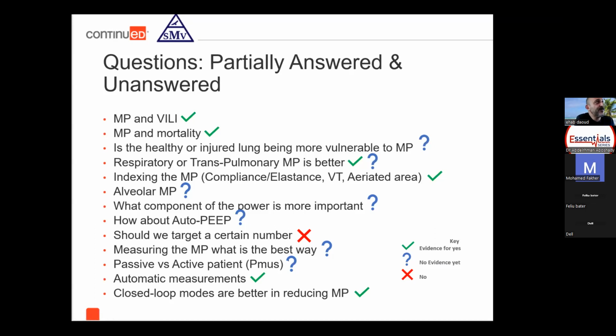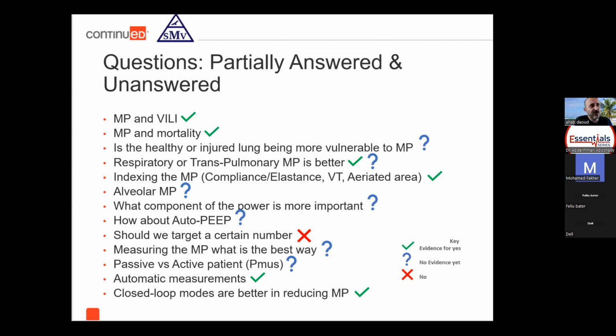So I'll go to some questions I always had in my mind. And the point of all these questions is we really don't know everything yet on mechanical power. When you think about it, the idea of mechanical power just came about 5-6 years ago.